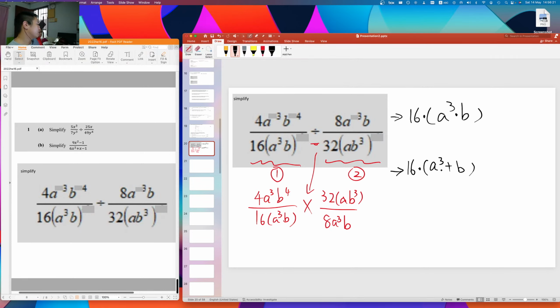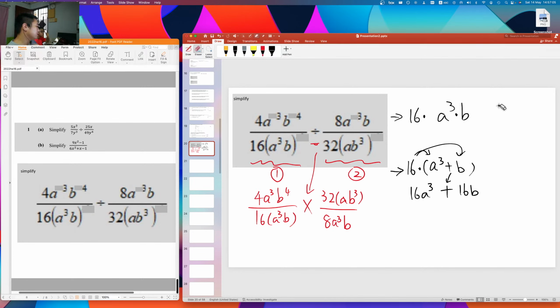If you have a plus, you're supposed to do first arrow, second arrow. The first arrow you will get 16a to the power of 3, and the second arrow you will get 16b, and in between they are separated by a plus. So when you have something plus inside, you need to do the arrows. But over here, it's not plus, it's also not minus, it's times. So when it's times throughout, you just remove the bracket.